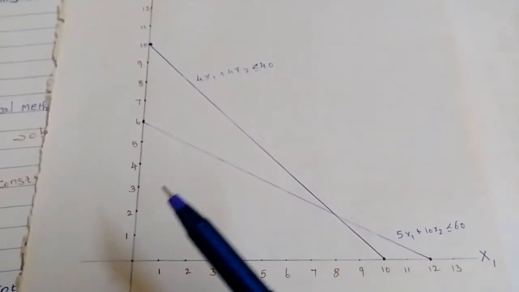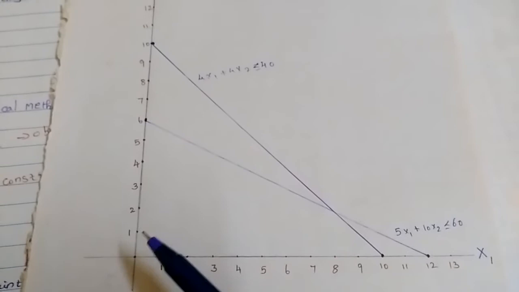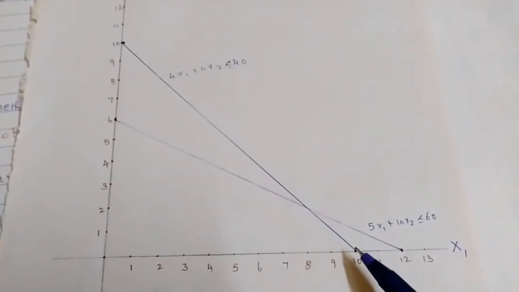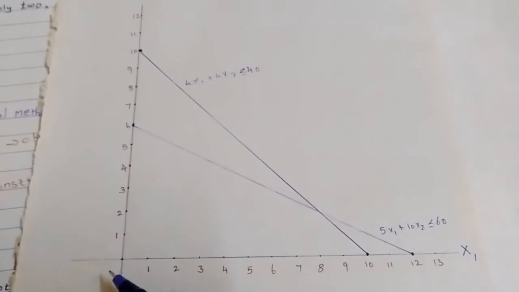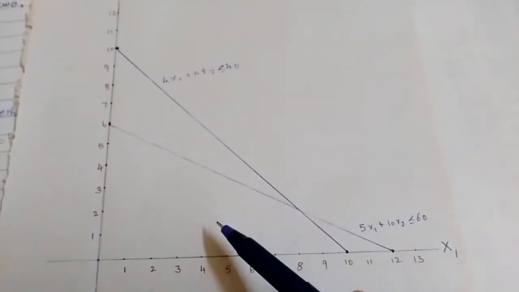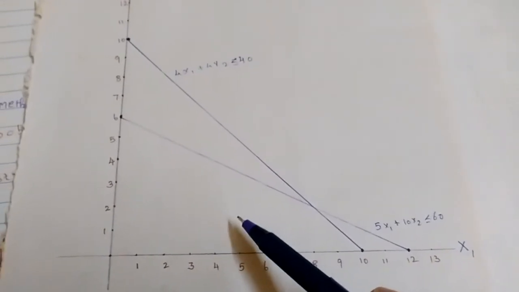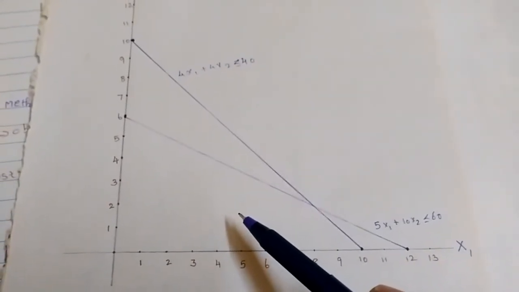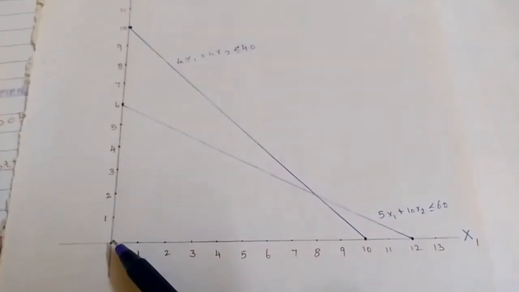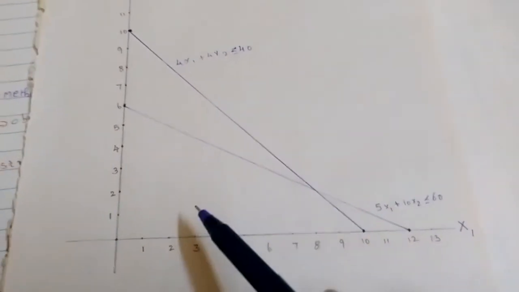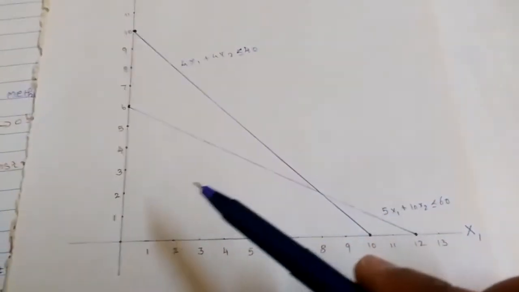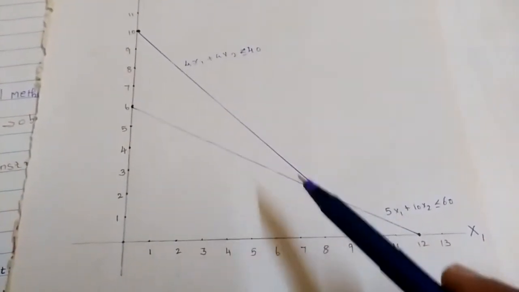Closed region here means it should be near the origin. Just select this area which is near the x1 axis and x2 axis, not this and not this. This region is the feasible region. For a maximize problem, the feasible region will come just from the origin near to this place. If it is a minimize problem, it will go outside to infinity. For a maximize problem, it will be inside.